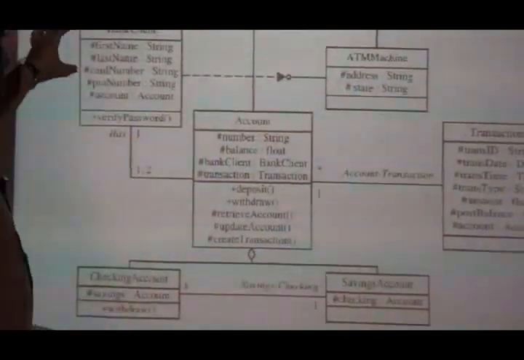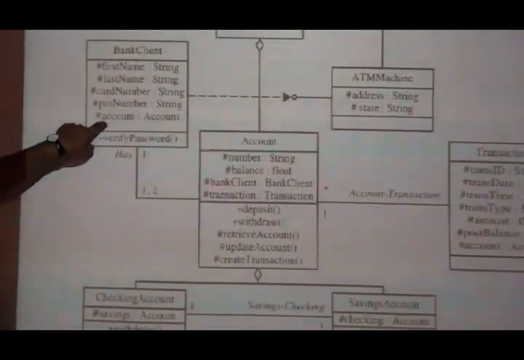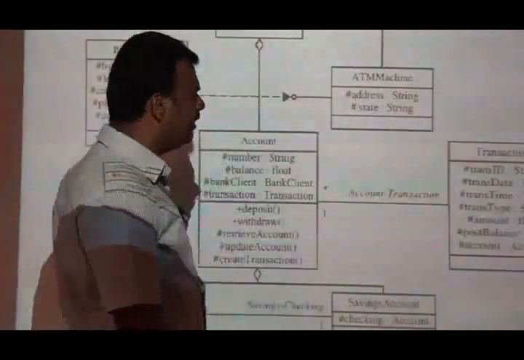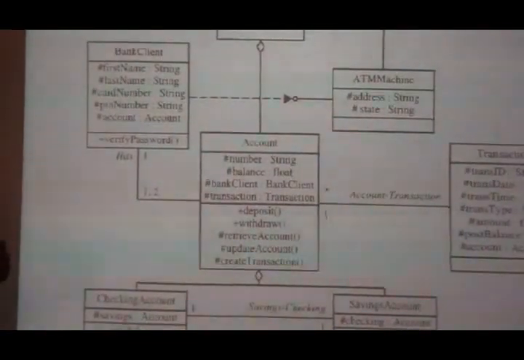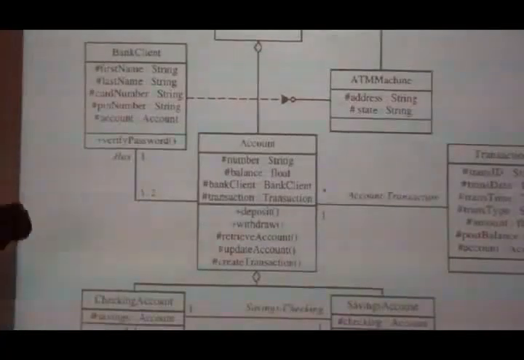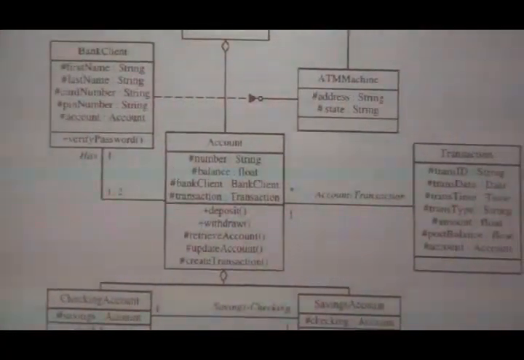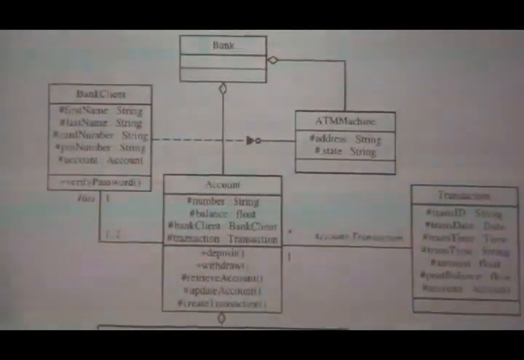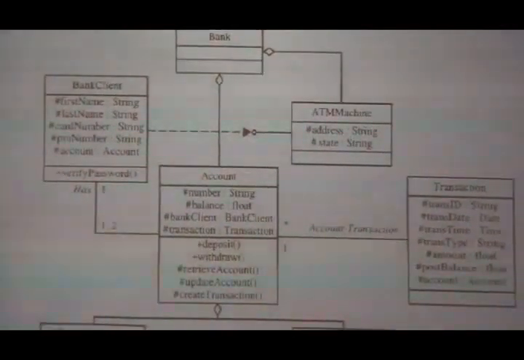Here, what are the attributes of the bank client? First name, last name, card number, PIN number and the account. Then these are the attributes of the ATM machine, and these are the attributes of the class transaction. But first we have to identify the attributes, then identify the methods. In classification, first we identify the classes, then define the relationships, identify the attributes and identify the methods.